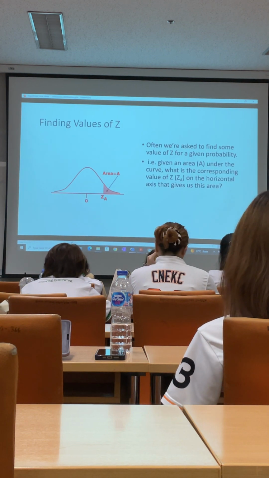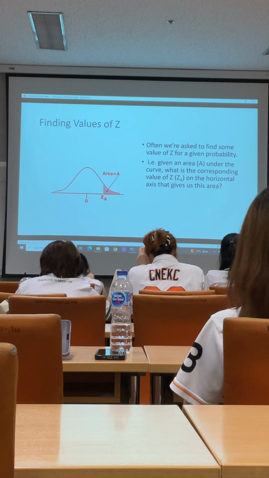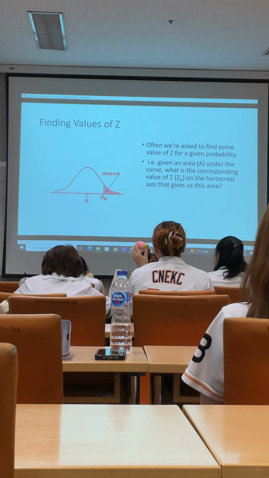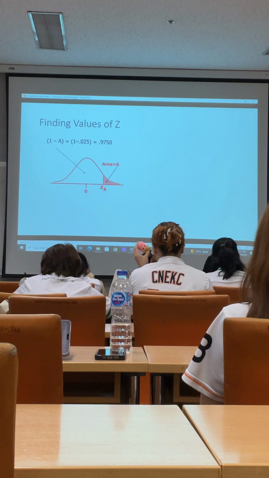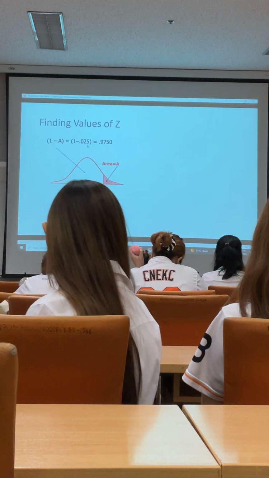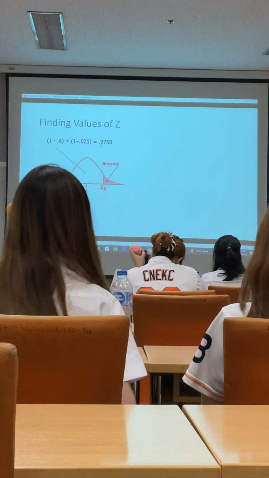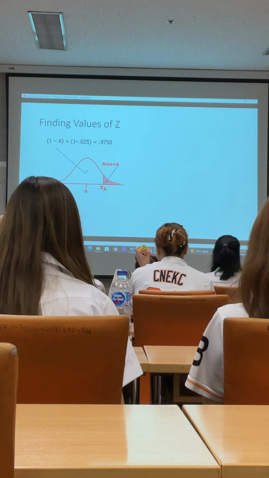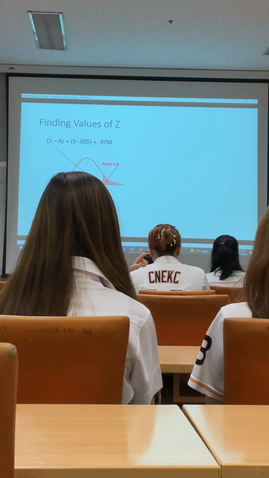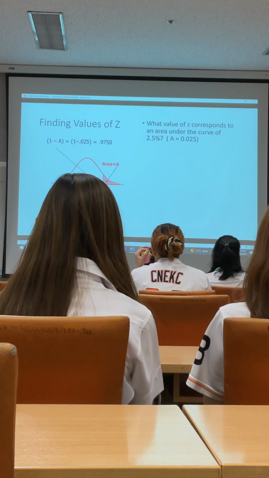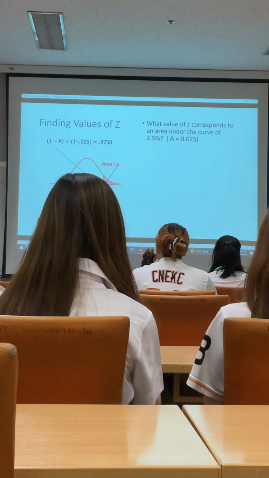So given the area under the curve, what is the corresponding value of Z_A here? That gives us this area. Always like the area at the upper tail. Okay. So if area A is, for example, 2.5% or 0.025, it means the white area is 0.9750. Or in other words, the white area is 97.5, this area is 2.5. Add them up is 1. Okay. So what is the value Z corresponding to the area under the curve of 2.5%?